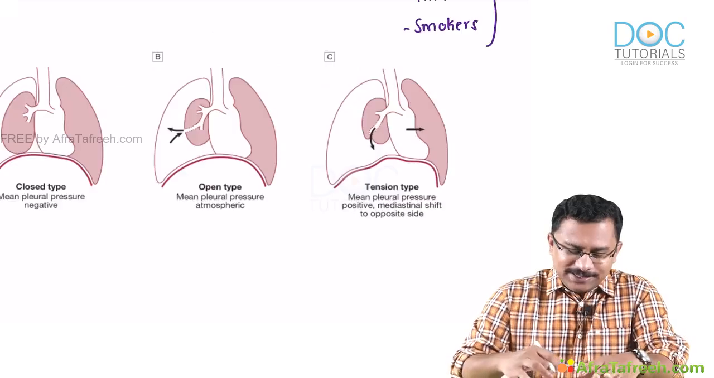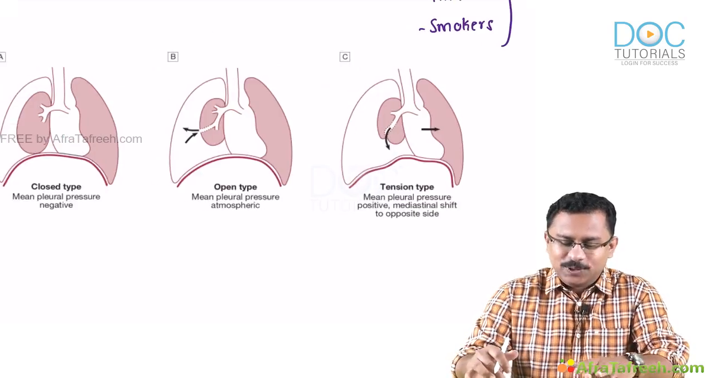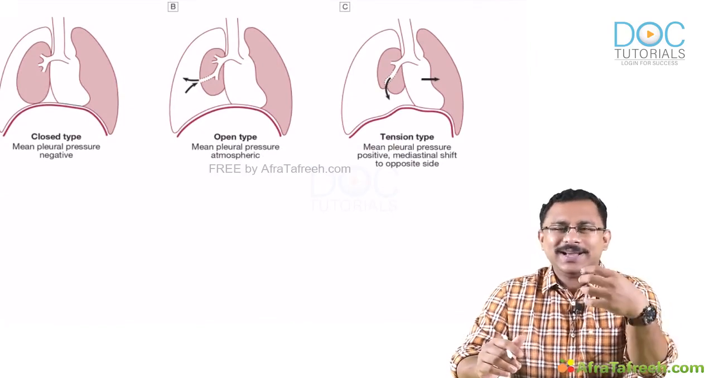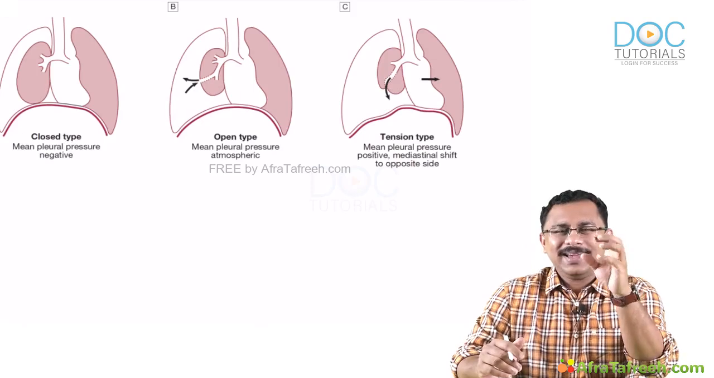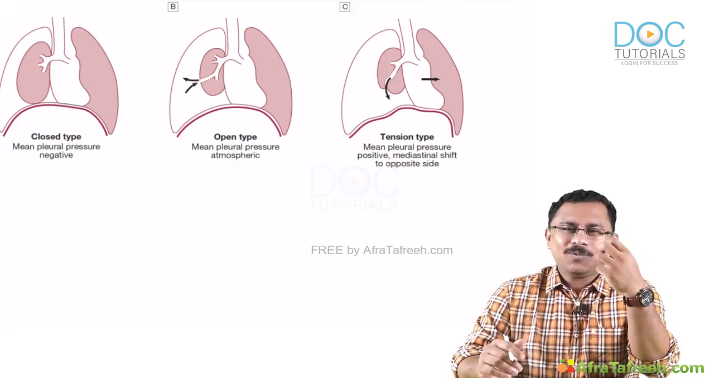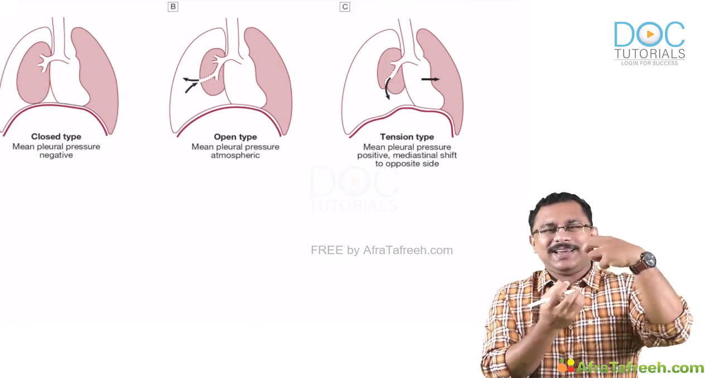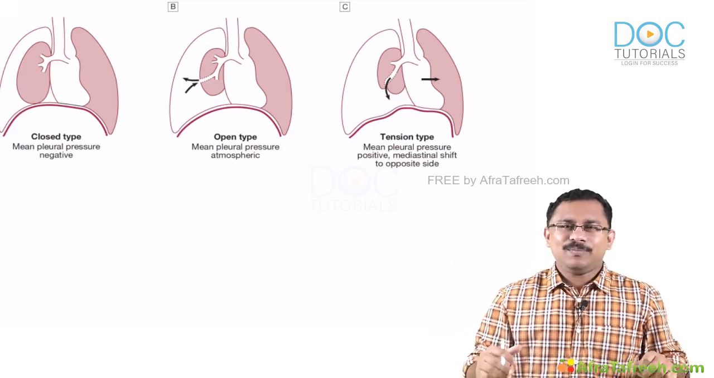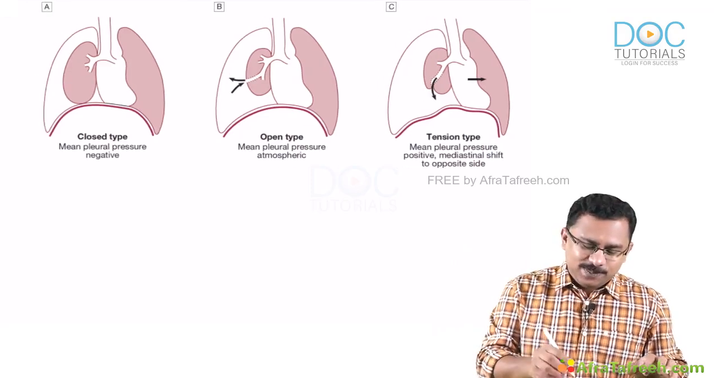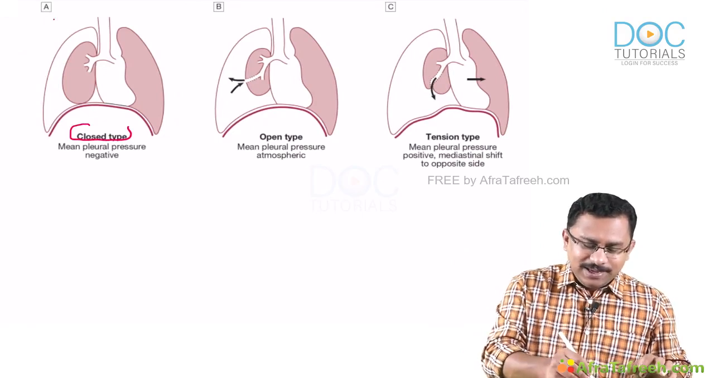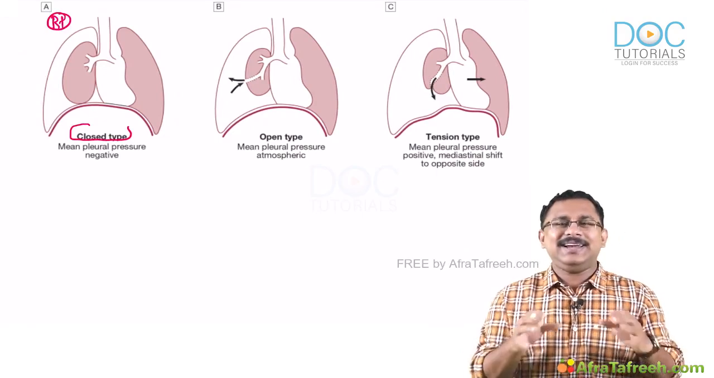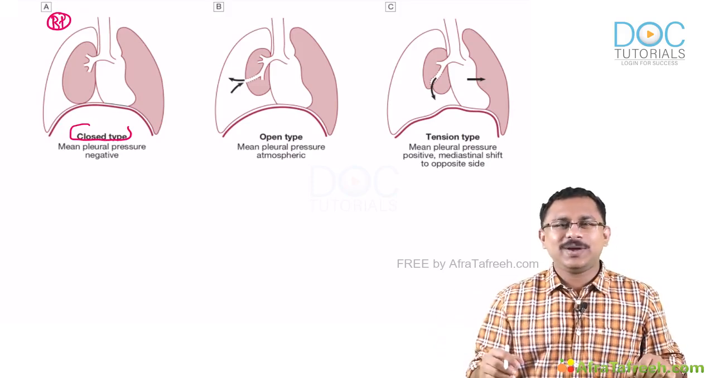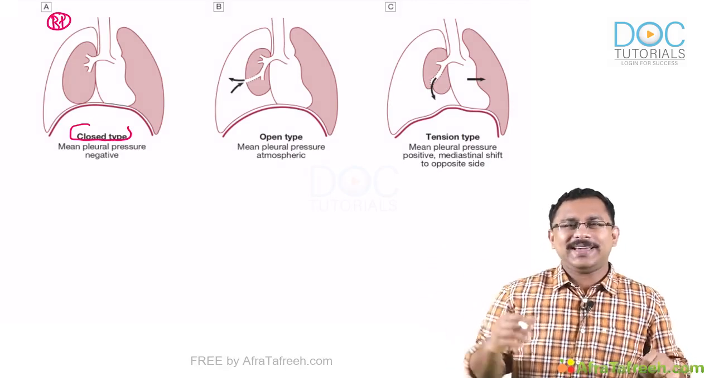So let's try to see what are these terms. Okay, closed, open and tension pneumothorax. See, closed pneumothorax means a pneumothorax has happened and you have some air within the pleural cavity. But then what happens is that this air which has been there in the pleural cavity is sealed off from the external environment. By which I mean, you see here the first picture, the closed type of pneumothorax. In the right lung, there is air inside the pleural cavity. But see, it is not communicating with the airways of the lungs. Okay, so there is no exposure to the atmospheric air there.